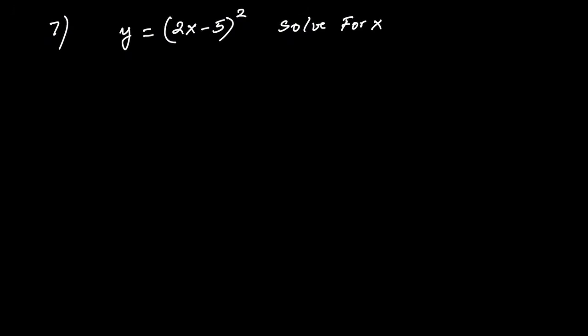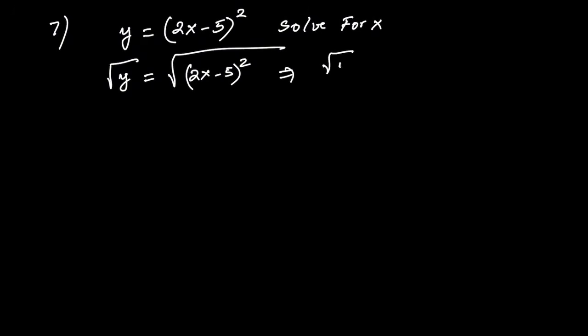Example 7. Finally consider y equals the quantity 2x minus 5 squared. Solve for x. First, take the square root of both sides. We have the square root of y equals the square root of the quantity 2x minus 5 squared. The square root and the square cancel. Now we have the square root of y equals 2x minus 5.